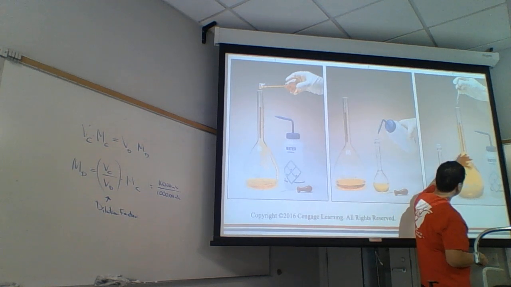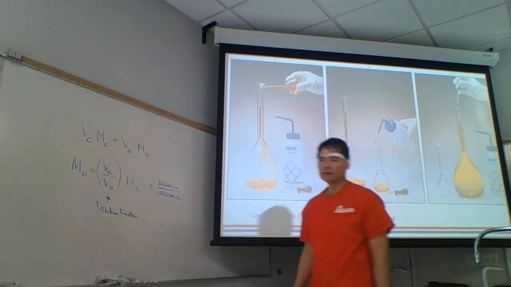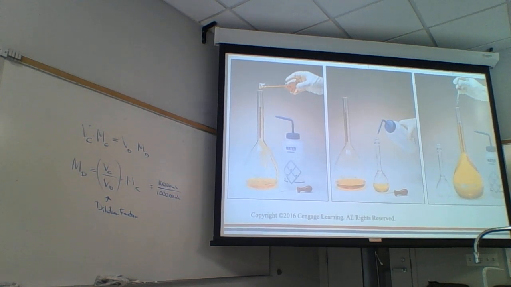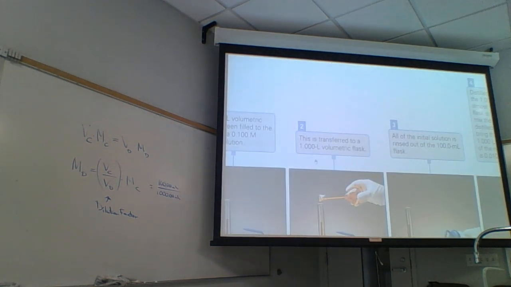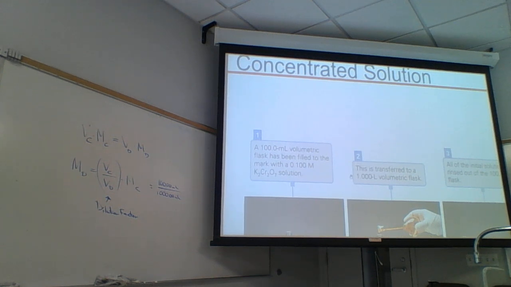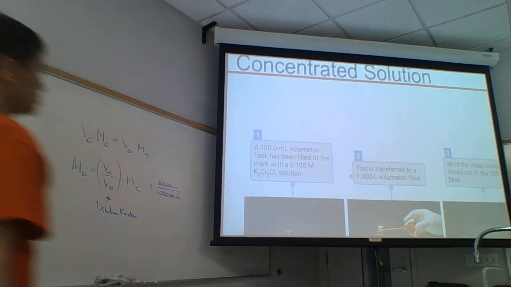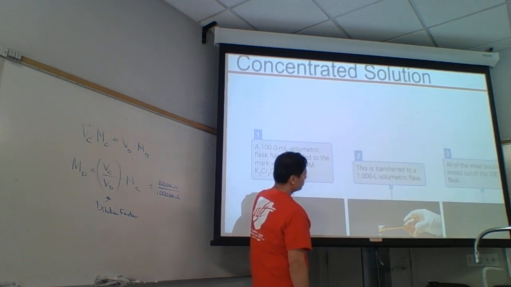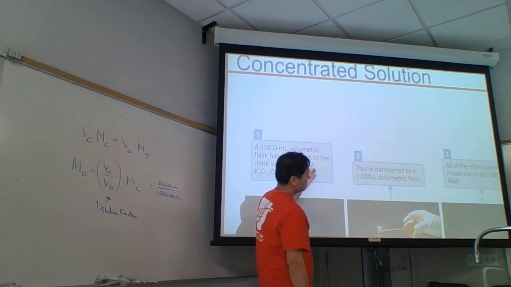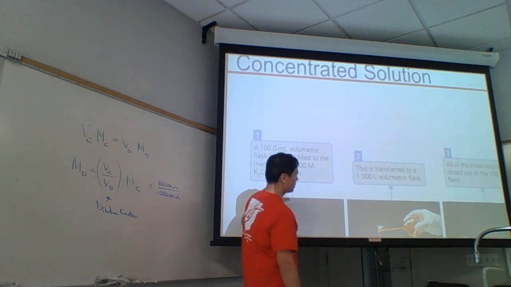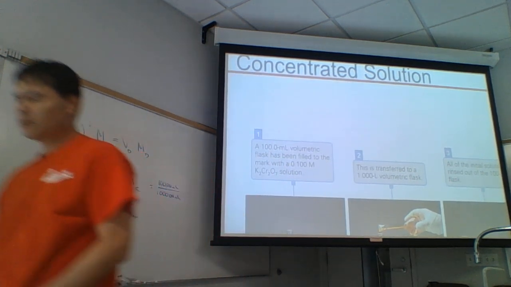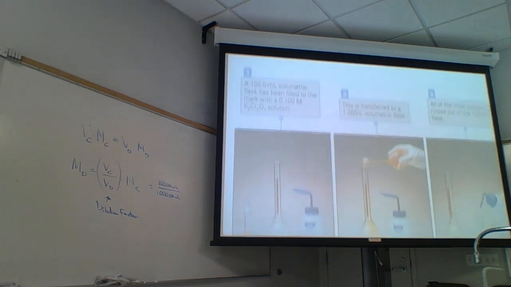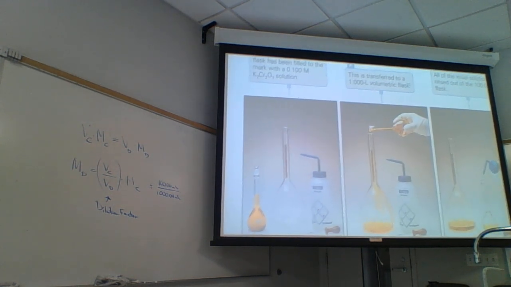And so here's the diluted stuff here. So the original concentration is 0.100 molar. The concentrated stuff isn't very concentrated. It's 0.100 molar, but this is potassium dichromate. So potassium dichromate is pretty reactive. So 0.100 molar is pretty well concentrated. You can see by the color there.